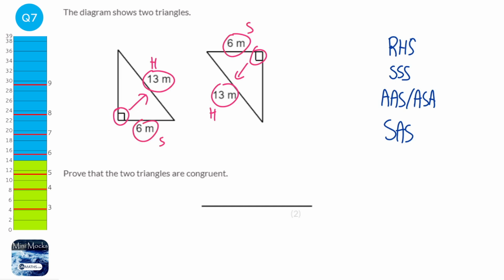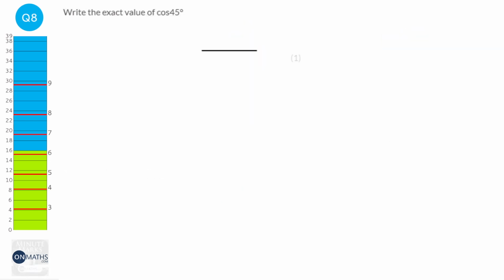Now, it's not going to be SSS because we don't have 3 sides. We do have a side and an angle and a side, but the 2 sides are not next to the angle, so it's not going to be that one. And we don't have 2 angles, so it's not going to be this one. So the last one is RHS, which is right angle, which we have, hypotenuse, which we have, and side. So to answer this question, you need to just know the answer off by heart. There is a diagram that can help us actually get there.